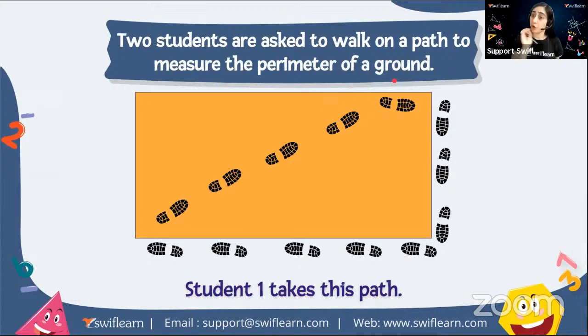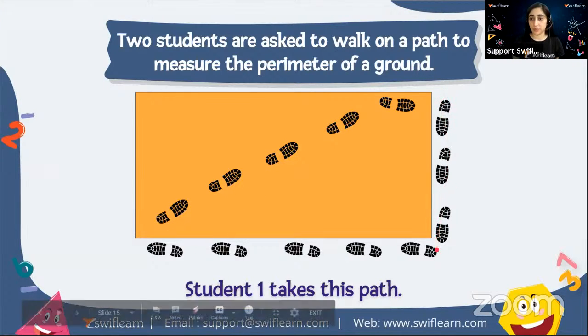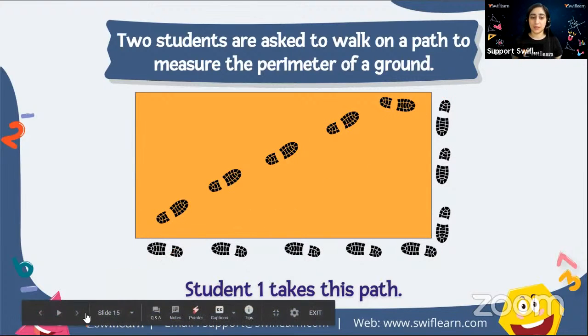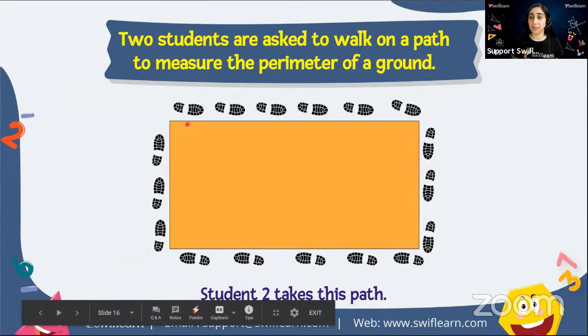It's already mentioned that you have to take a round of the ground in order to know its perimeter. The first child takes a round something like this. Suppose he starts from here, goes down, moves from the corner, and then takes a shortcut and comes back to that same point. What happens to the next person? The next person takes a round like this.